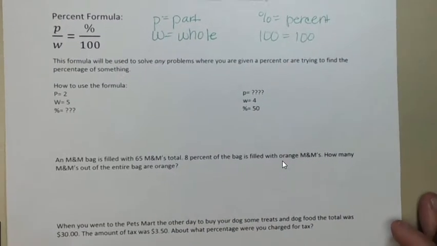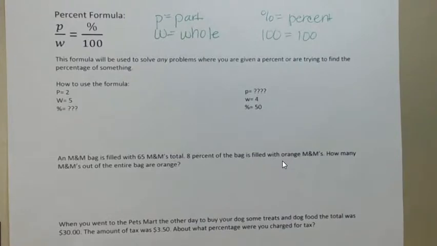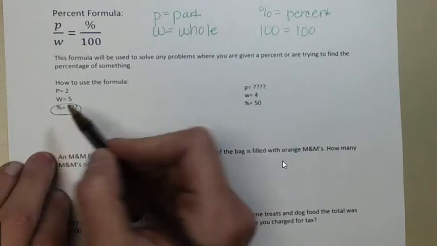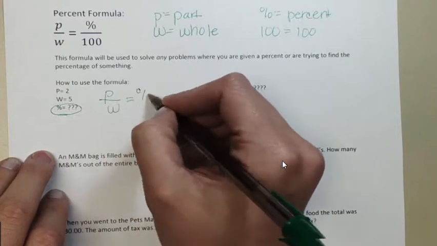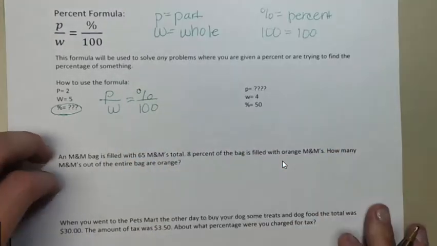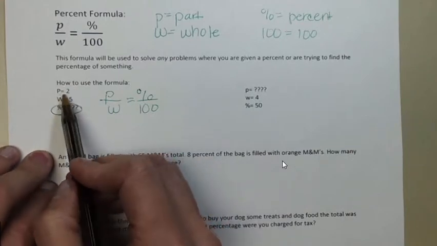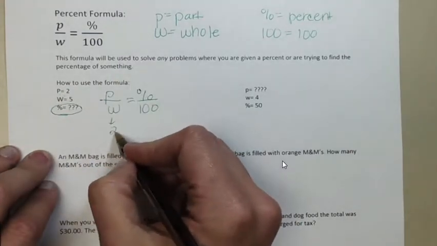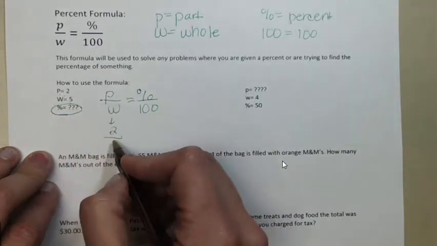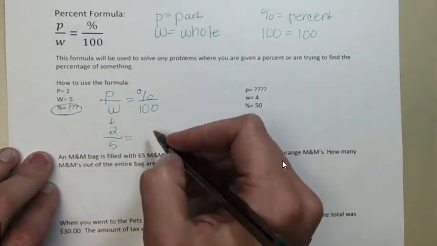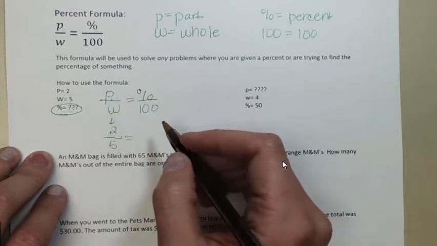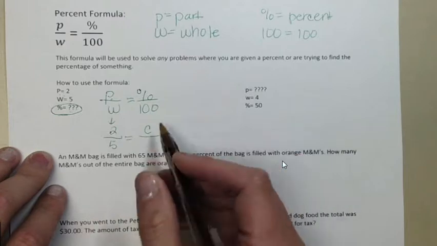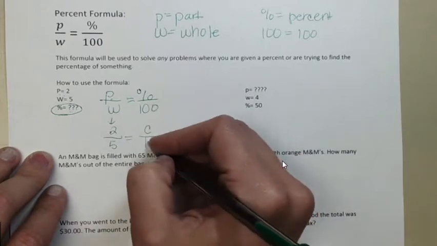I've given you P equals 2, W equals 5, and you're solving for the percentage in this case. So if I were to set this up, I'm going to write my formula, and then start substituting in. Where the P was, I need to write a 2. Where the W was, I need to write a 5. I don't know the percentage, so I'm not going to use P because we use P over here. I'm going to use a C, and then 100 will always be there.